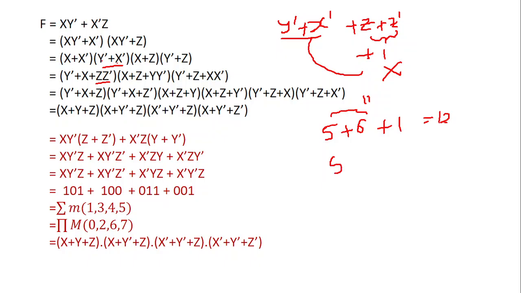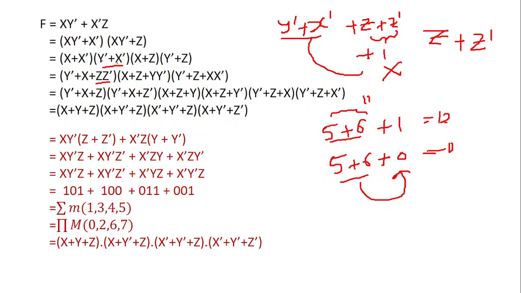But if I write 5 plus 6 plus 0, is it 11? The answer is yes, it is 11. So 5 plus 6 is the same as writing 5 plus 6 plus 0. When you add 0, the number does not change. So simple as that. So if you say z plus z bar is always 1.